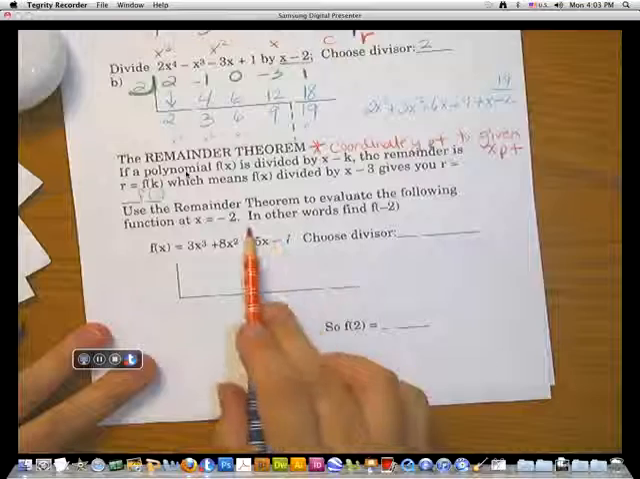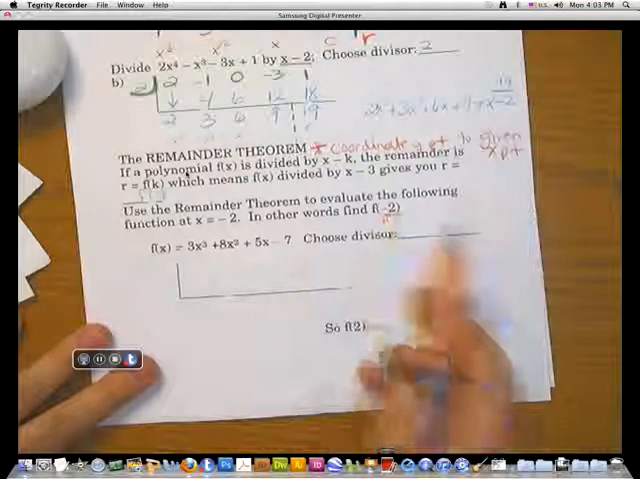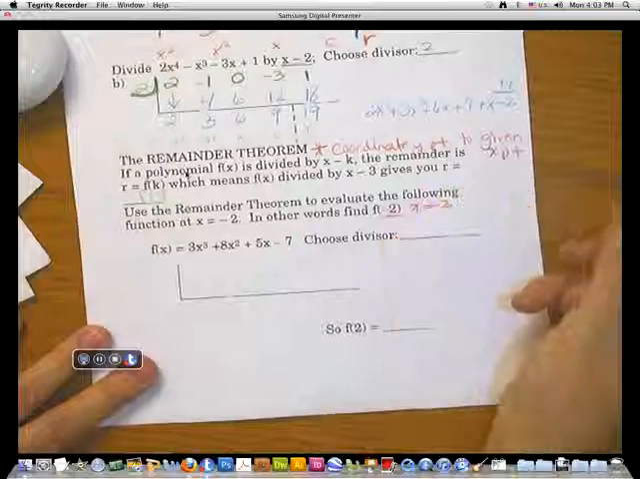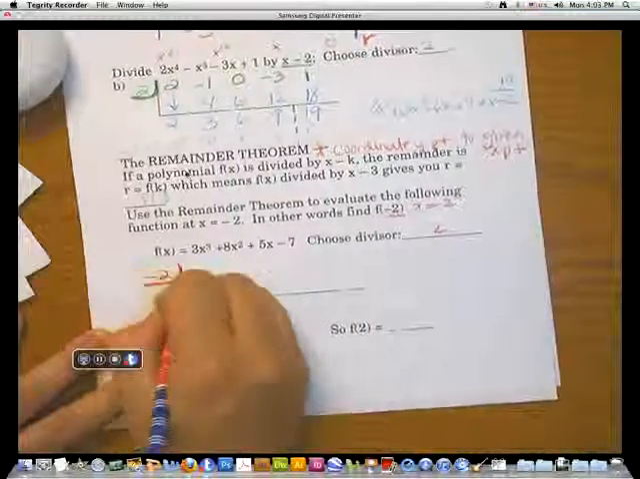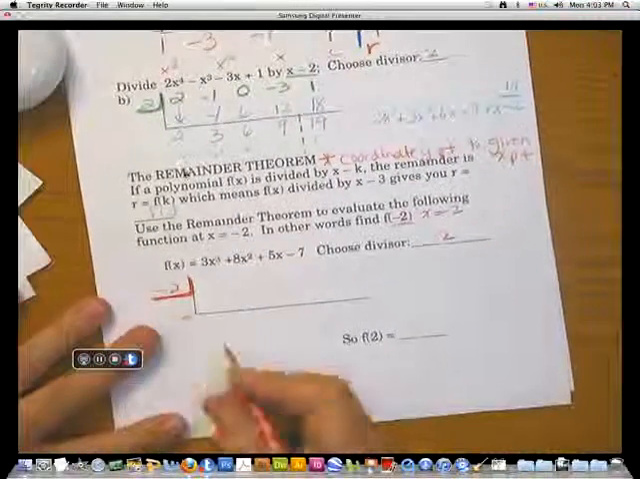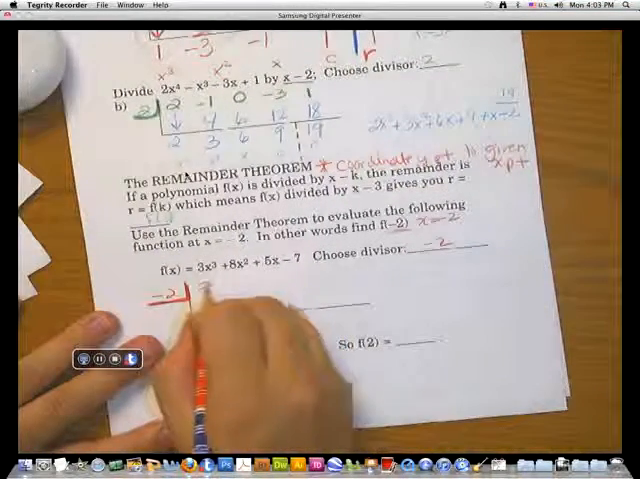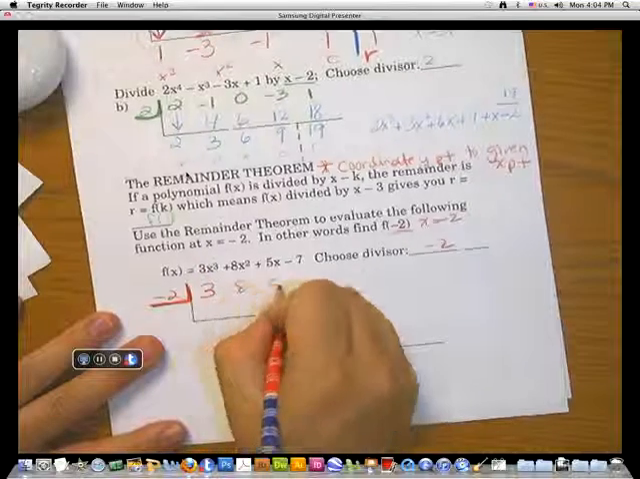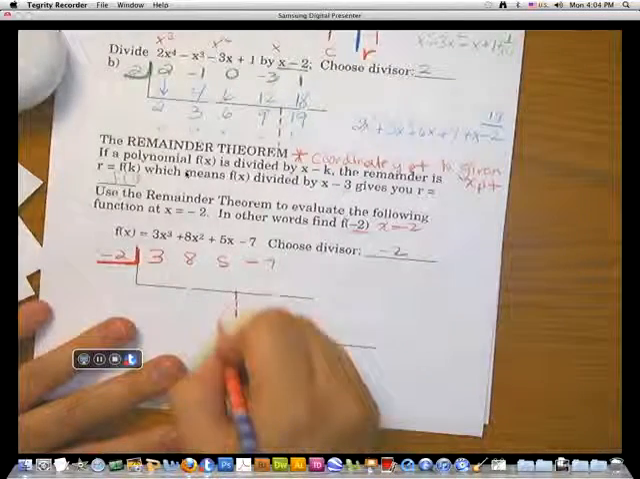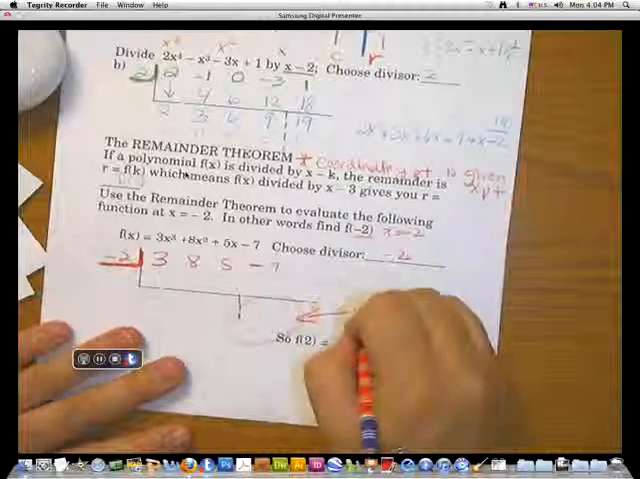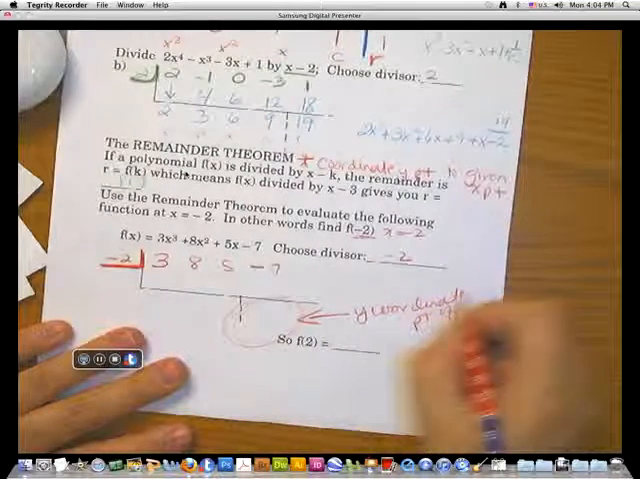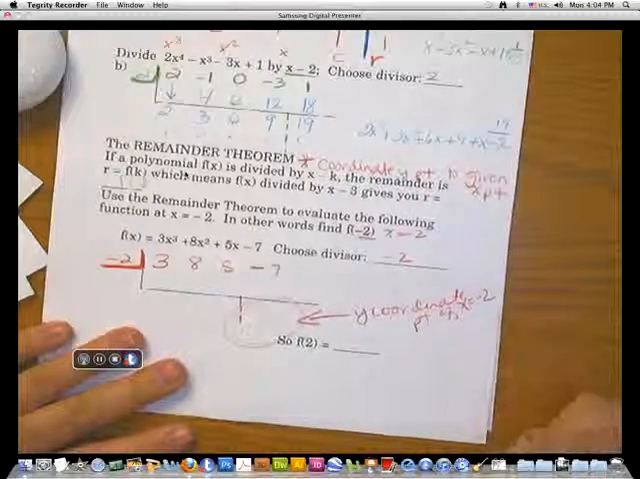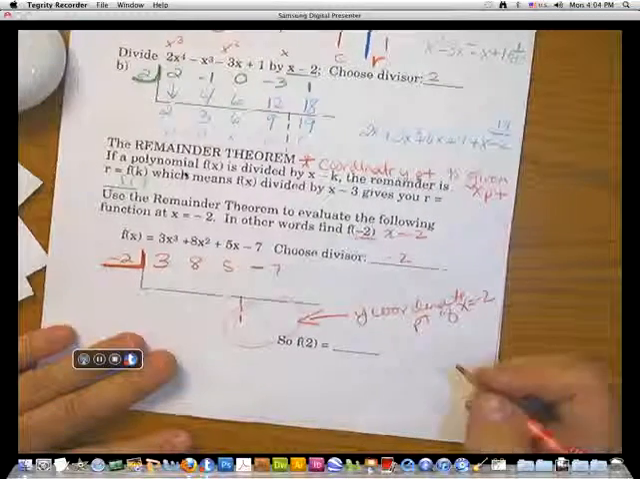Right? So in this example, I'm finding f of negative 2. So in this case, x is negative 2. That's my divisor, negative 2. Every coefficient position, every position accounted for. So 3, 8, 5, negative 7. The last one is the remainder. This remainder is going to be the y coordinate point of x equals negative 2. That's what the remainder says.